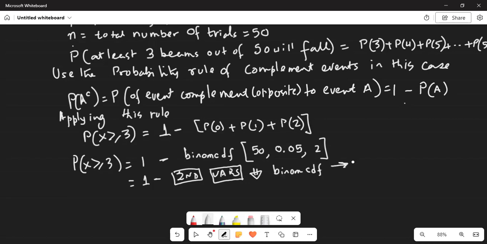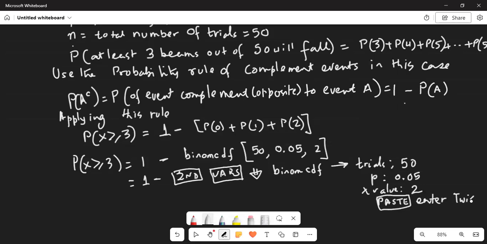Then it is asking me for trials, that is n. So I'll type 50, the total number of trials. Then my small p, probability of success, is 0.05, so I type in 0.05. Then the x value. Remember, I'm adding from 0 to 2, and x is always the last value, which is 2. So for x, I type 2. Then it is going to Paste, so I put the cursor on Paste and hit enter twice. And the answer is 0.4594.